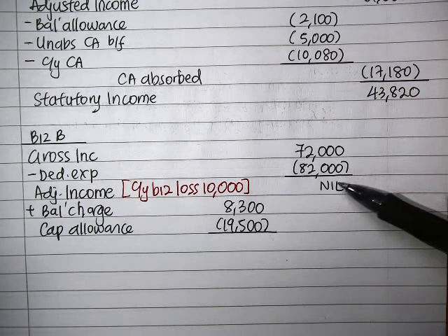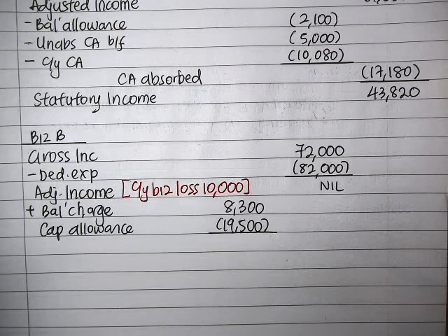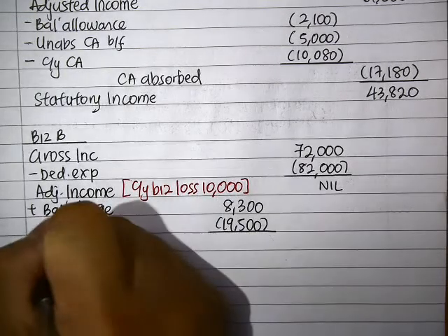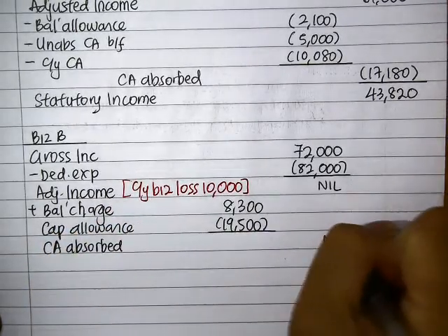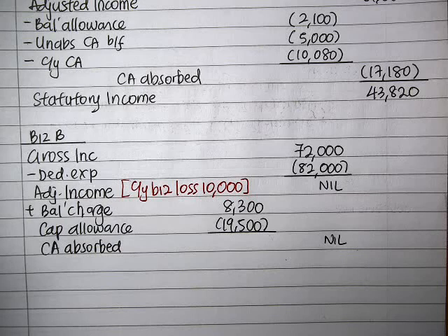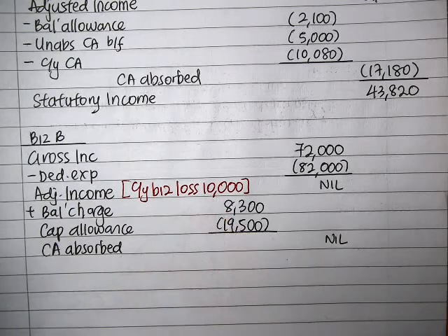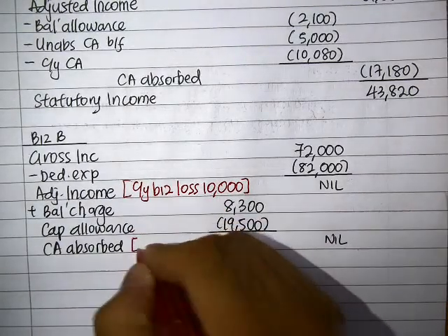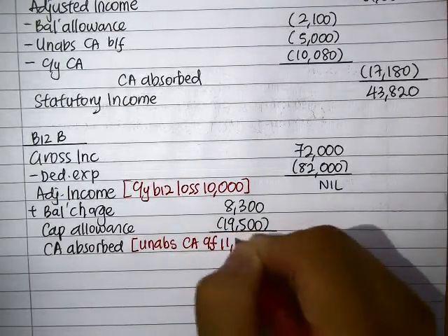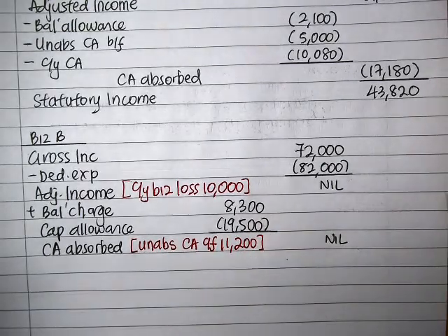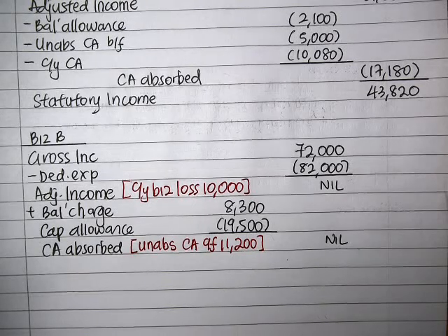Now with no adjusted income, you should be quite clear that you have no income to absorb the allowance. So the CA absorbed would be nil. You can't absorb any. So what will happen to the balance, which is 11,200? Again, you must indicate what happened to this figure. It becomes an unabsorbed capital allowance carry forward. Okay, you bring this figure to the next year. Right, that's my business B.